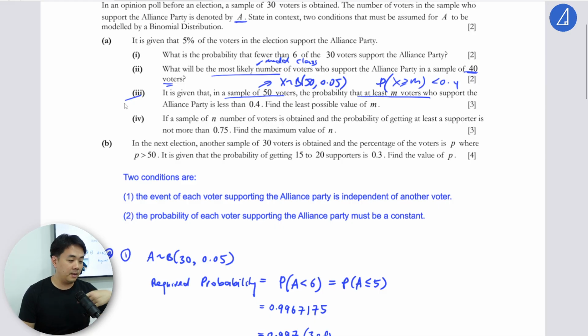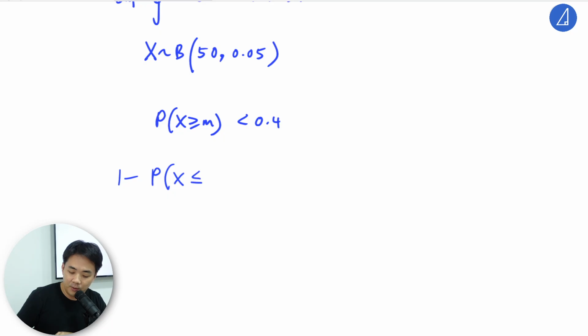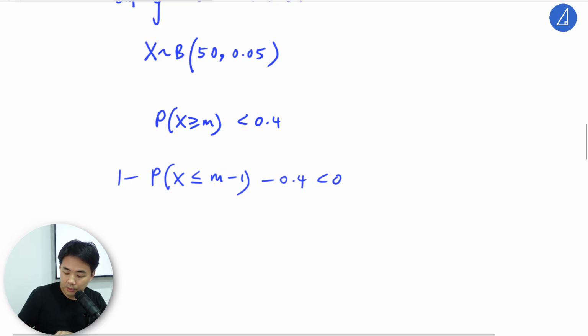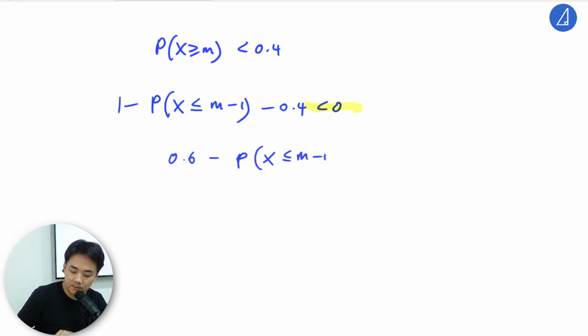I'm going to name my random variable, then just do it. It's binomial 50, with a success rate of 5% for each voter. Same thing, you change this to 1 minus P(X at most m minus 1), less than 0.4. I always make one side 0, it's easier that way. So 0.6 minus P(X at most m minus 1).